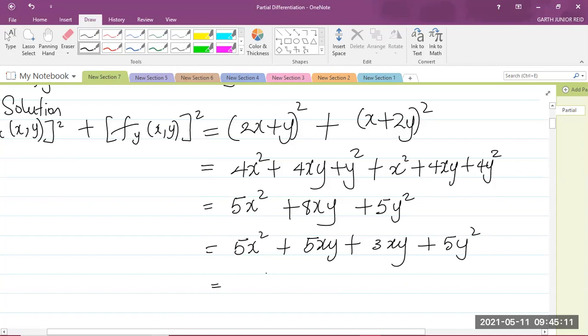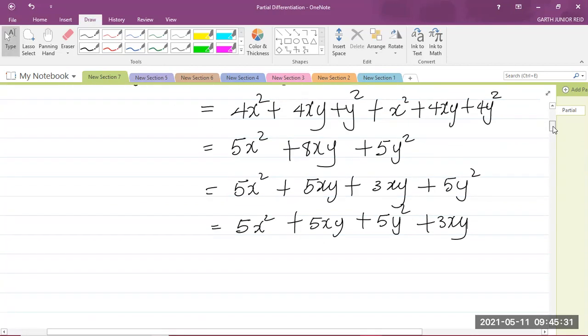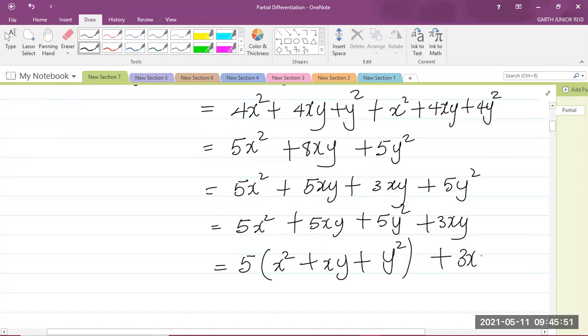So what can we do now? What I'm going to do is bring all the terms together that have the 5 in them. So I will have 5x squared plus 5xy plus 5y squared plus 3xy. So we're one step closer to our answer. What we need to do at this point is to factor out the 5 in the first 3 terms. If you factor out the 5, you will get x squared plus xy plus y squared, plus 3xy on the outside.